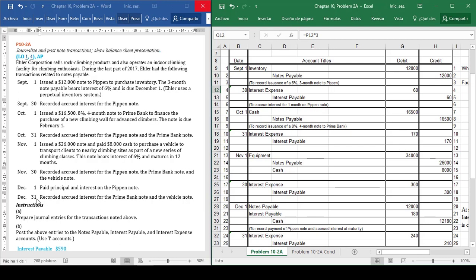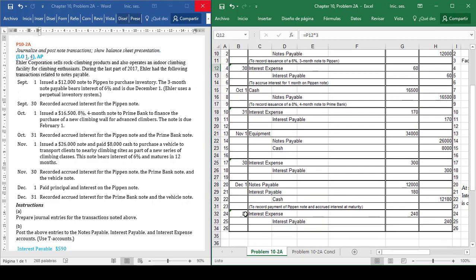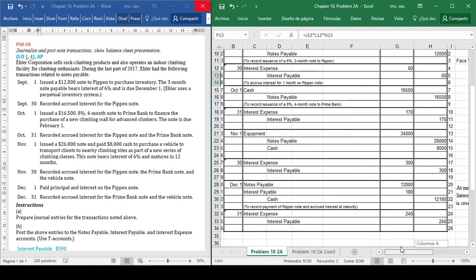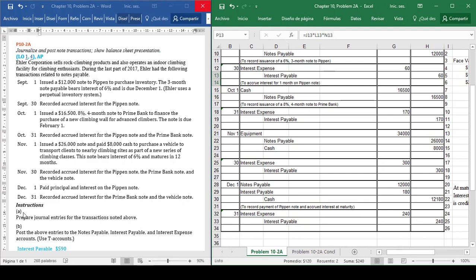And the last transactions, on December 31st, we have to accrue interest from the Prime Bank and the vehicle note. So December 31st, interest expense debit and interest payable credit. And now we have to add these two amounts right here, and we get 240. And now we ended with part A in the instructions: prepare journal entries for the transactions noted above.